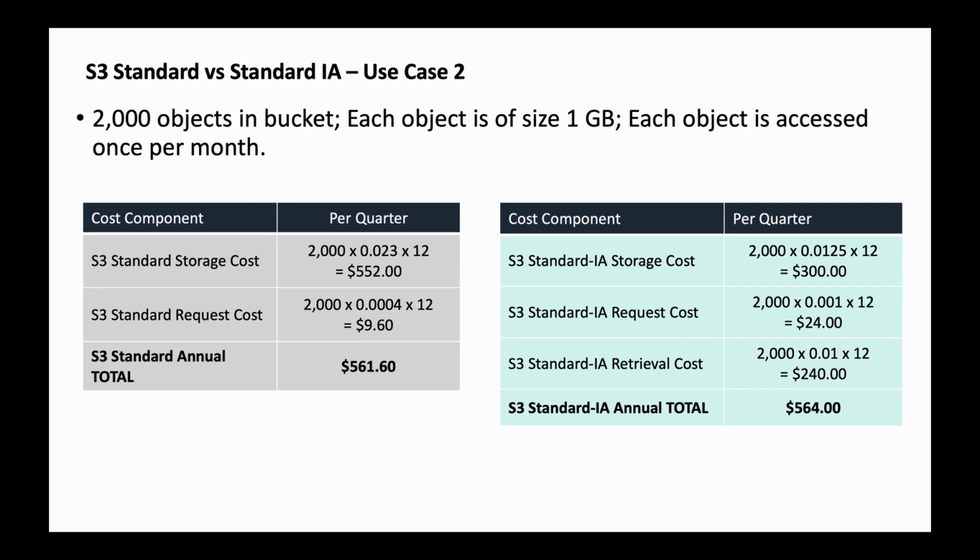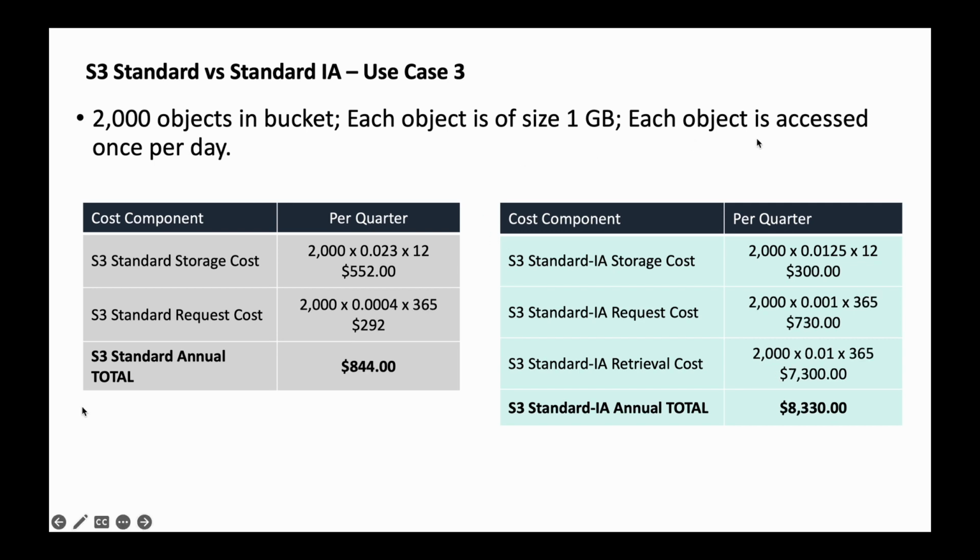Now let's see the third use case. Here the object is accessed once per day and that makes a huge difference. Look at here, the Standard storage cost doesn't change and storage cost here for Standard Infrequent Access also doesn't change. But request cost, because you are accessing it 365 days, you have to multiply it with 365. 2000 objects into $0.004 per object per access into 365 because you will access it 365 times. So finally you will pay $292.